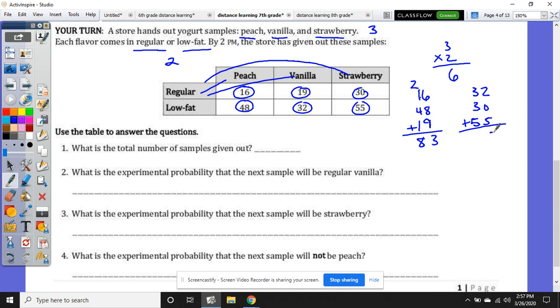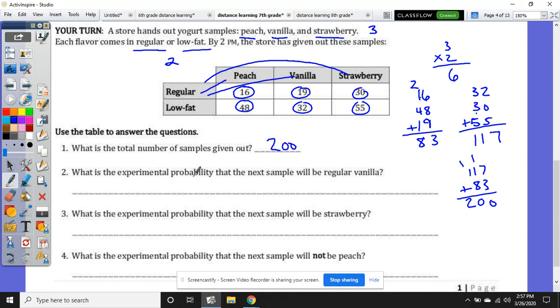Here I'm going to get 2 and 5 is 7, 3 and 3 is 6, plus 5 is 11. So now I'm going to add those together because I want total. So 117 and 83 is going to be 200. Okay, so it was 200 total samples given out.